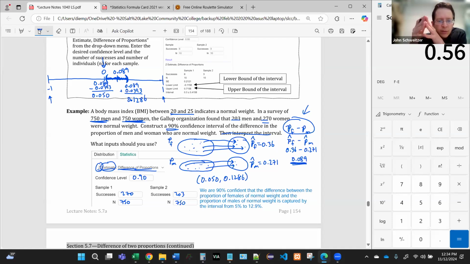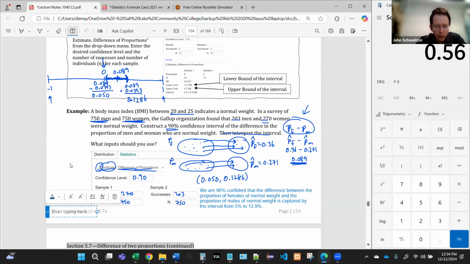So 0 is not in the interval. And so what that means is that 0 is not a plausible value for the difference between those two parameters. So we can say that basically a higher proportion of females are of normal weight than of males.